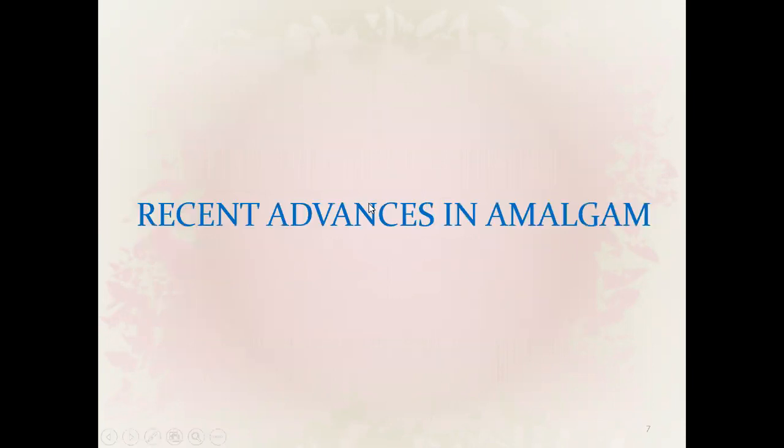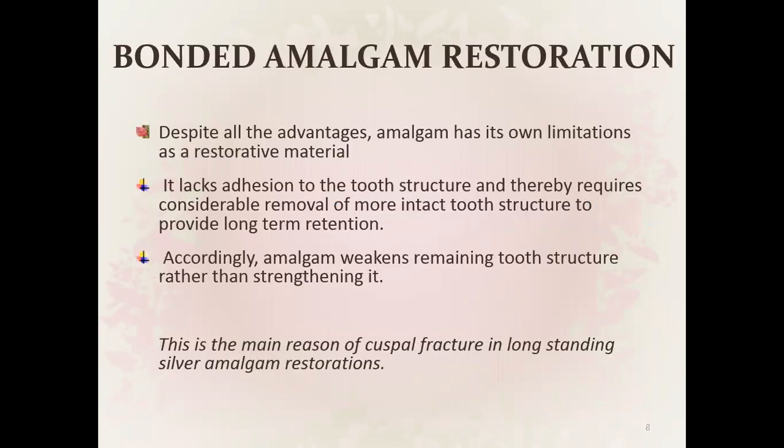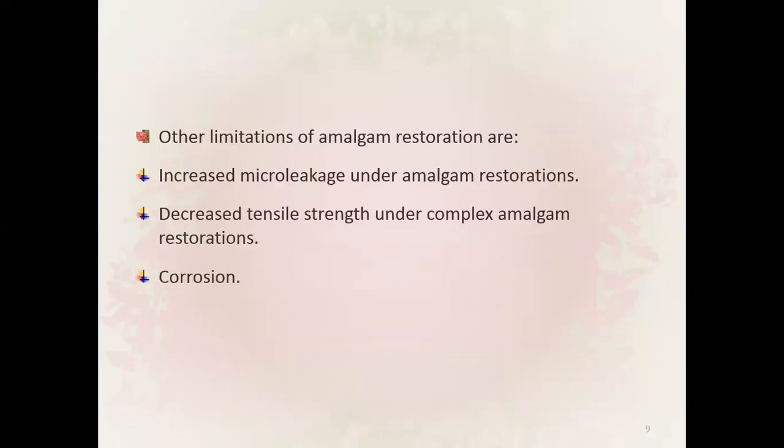Now, first is recent advances in amalgam. First is bonded amalgam restoration. Despite all the advantages, amalgam has its own limitations as a restorative material. It lacks adhesion to the tooth structure and thereby requires considerable removal of more intact tooth structure to provide long-term retention. Accordingly, amalgam weakens remaining tooth structure rather than strengthening it. This is the main reason for cuspal fracture in long-standing silver amalgam restorations.